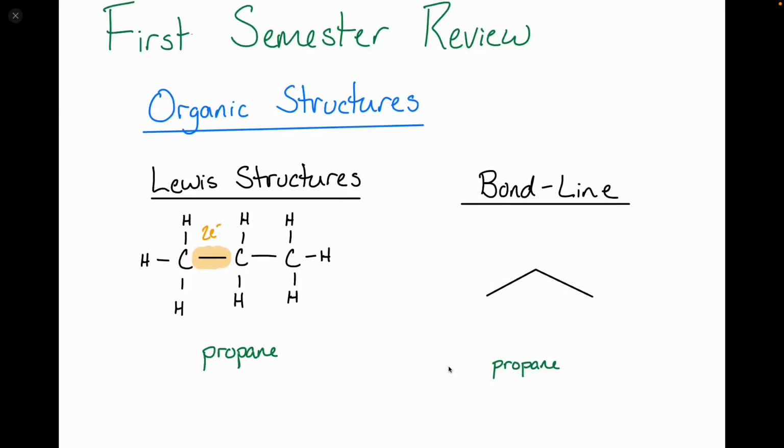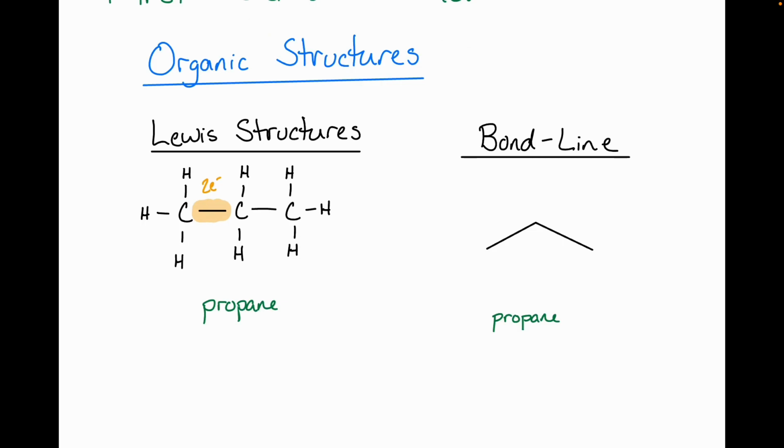Okay, so we have our Lewis structure here, all bonds explicitly represented. In our bond line structure, we have the same information conveyed, but just in a more condensed format. All right? So, where are those 3 carbons? Our carbons are at the endpoints and intersections.